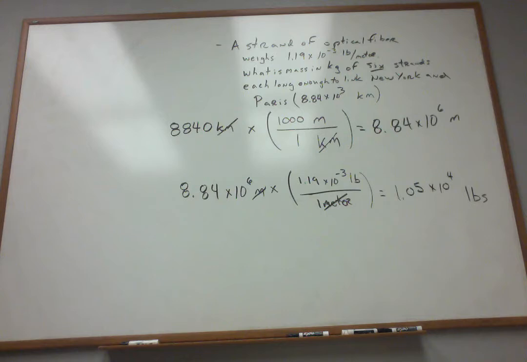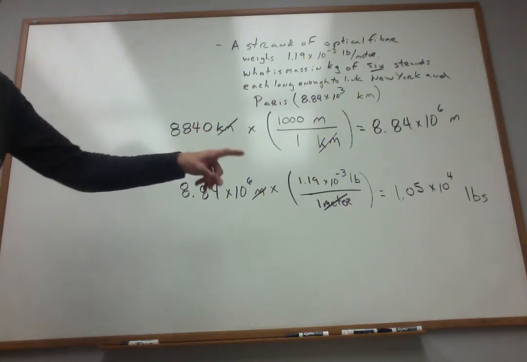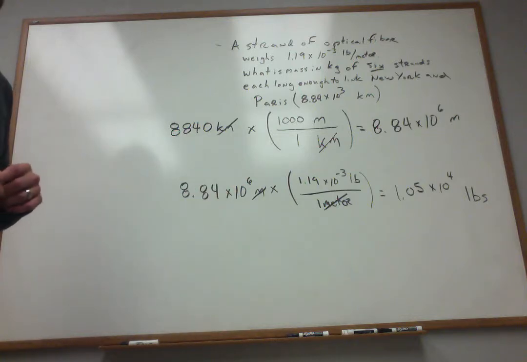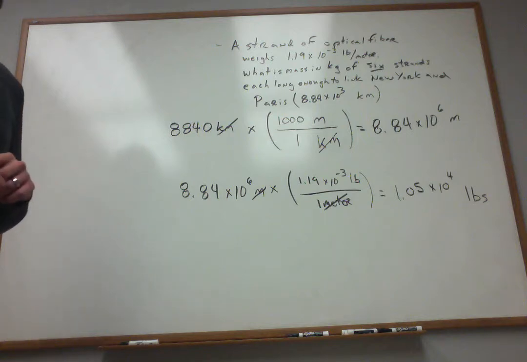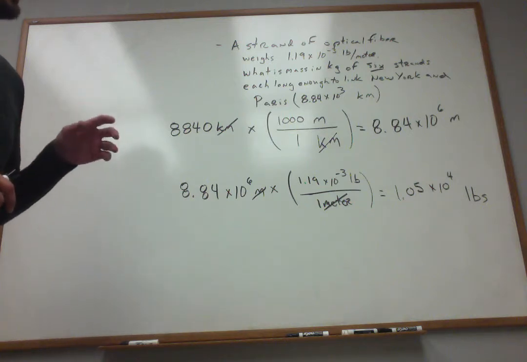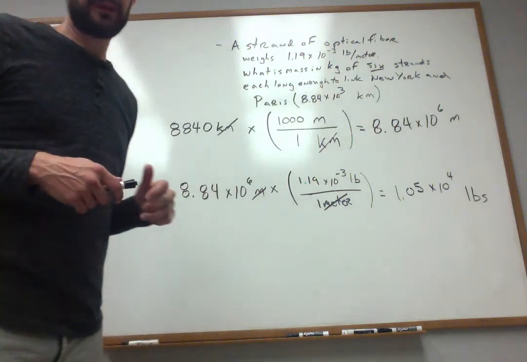That now is my weight. Now what is that the weight of? Well, if you follow through the math, I think you should be able to answer that. That is the weight in pounds, a little over 10,000 pounds it looks like, of one optical fiber that we could use to stretch between these two cities. Only one. Now the problem asked us, what is the mass of 6 of these fibers?